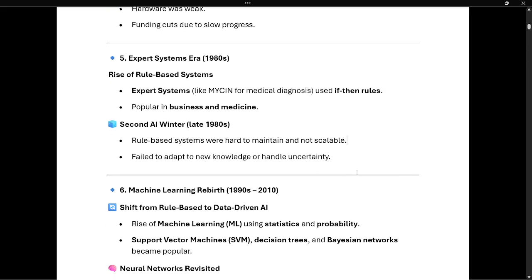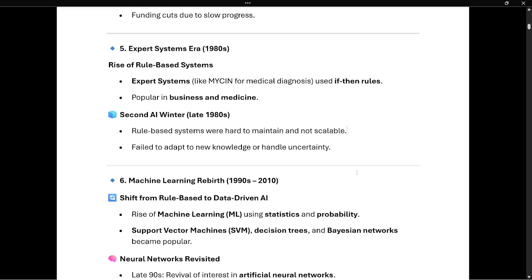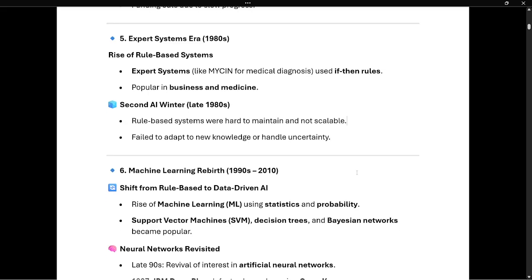Then in the late 90s, the machine learning rebirth happened, shifting from rule-based to data-driven. Earlier, machines were programmed and worked based on our input. Now, from the late 1990s to 2010, machine learning comes into the picture, with the rise of statistics and probability, support vector machines, decision trees and Bayesian networks becoming popular. These are the algorithms.